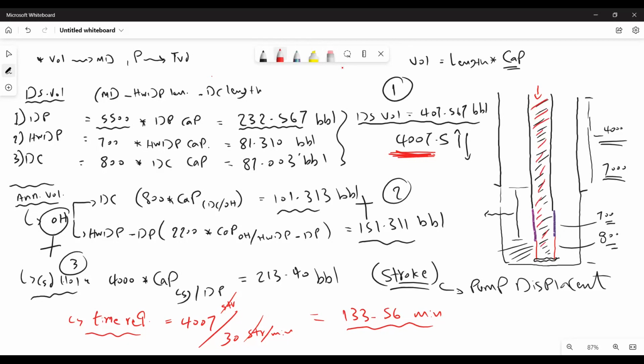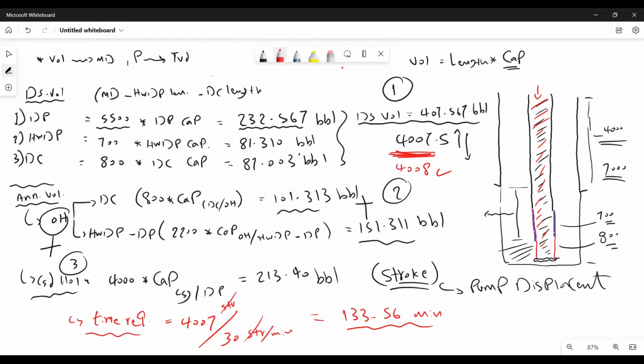So now we have our drill string volume, which is 4007. We can round up or down, so let's round down, so it will be 4007. So here we have number of strokes 4007, and we need to calculate the time, so you divide. For the strokes, we round up or down. If you make it 4008, it's okay. If you make it 4007, it's okay.